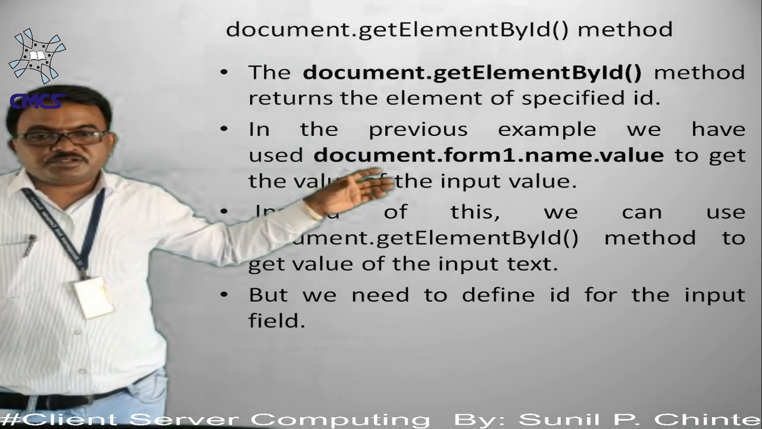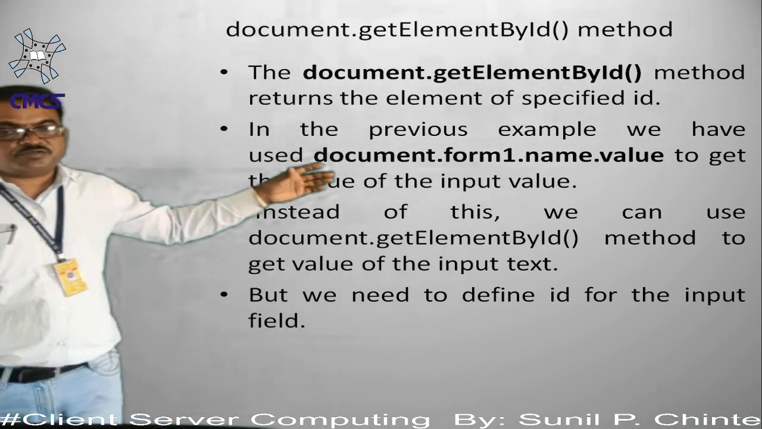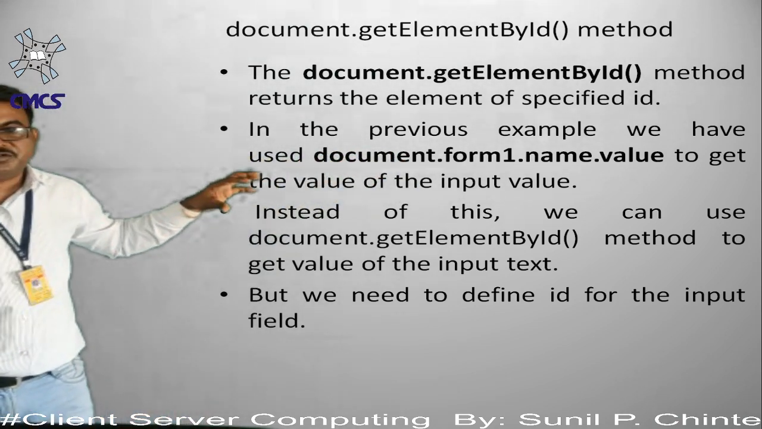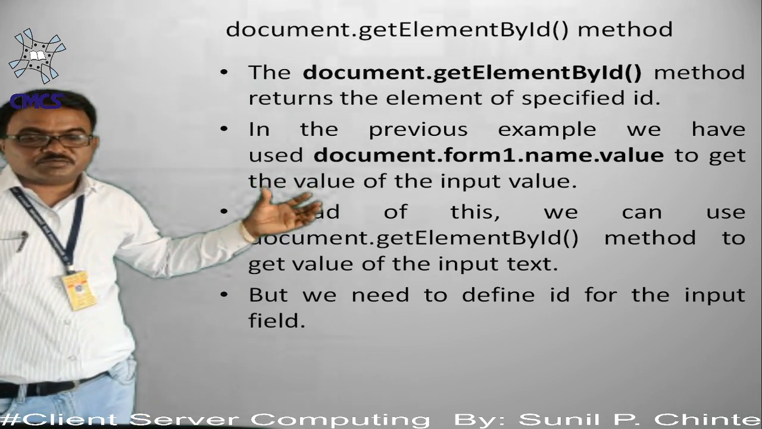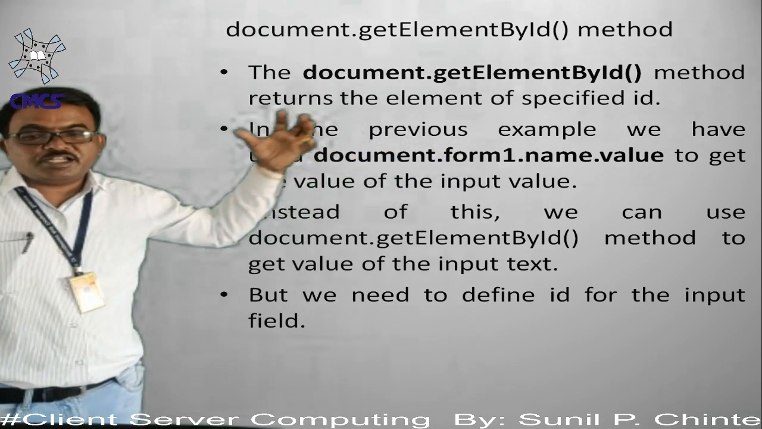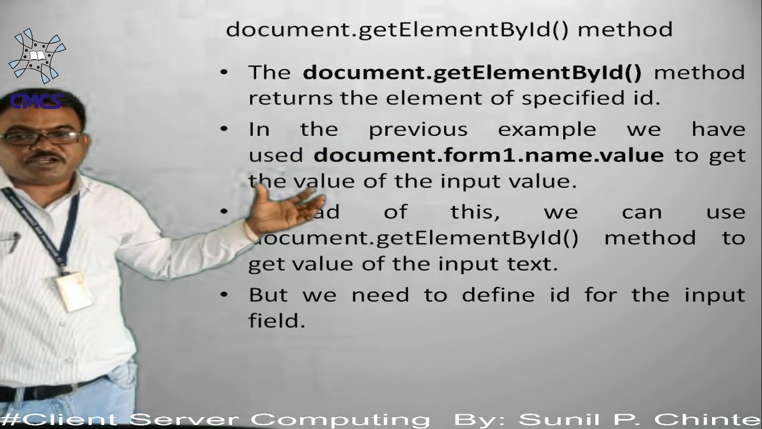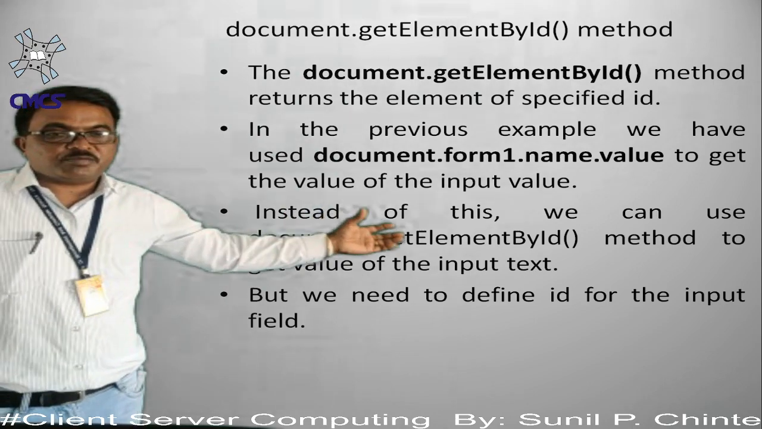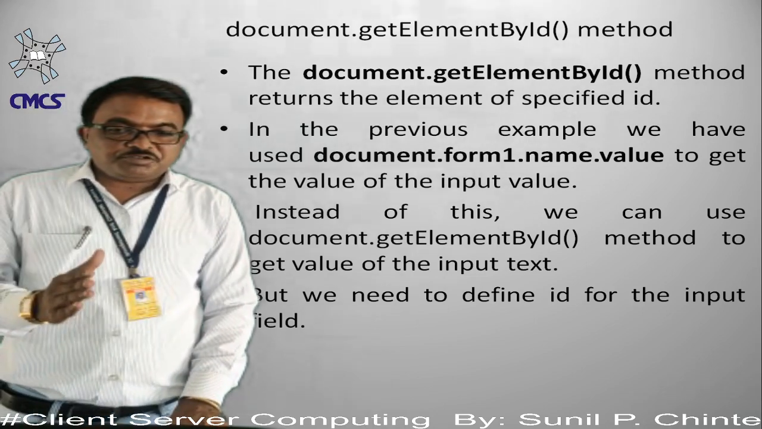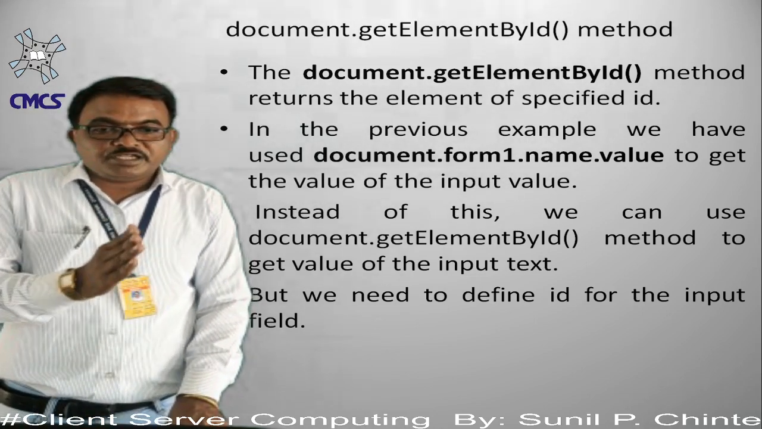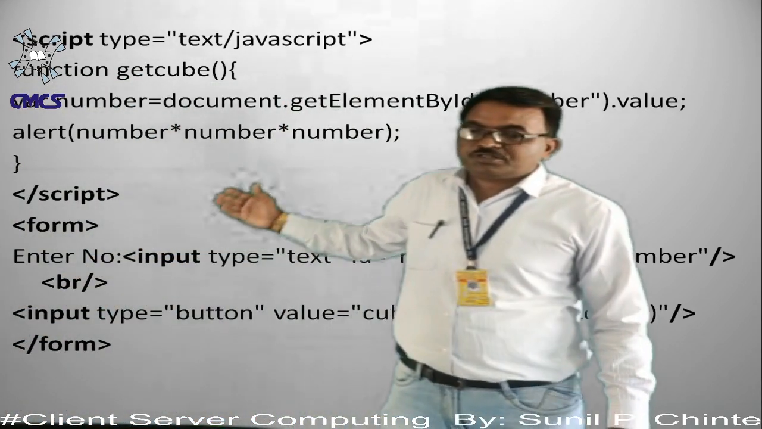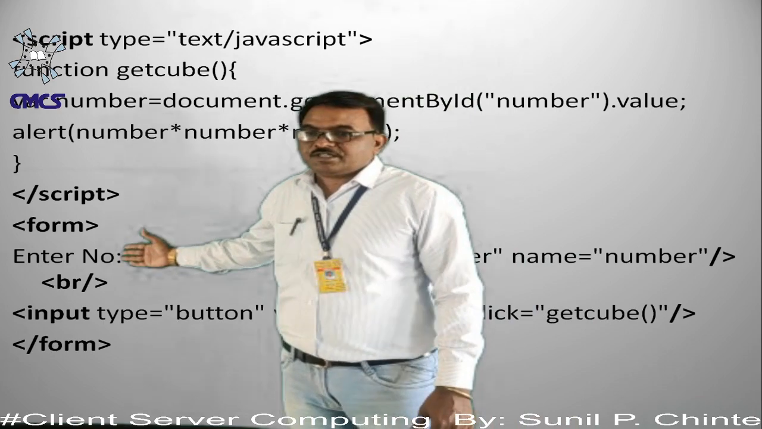In the previous example we used document.form1.name.value to get the value of the input. Instead of this, we can get that value directly by using the document.getElementById method. But for that purpose we have to define the id for that input field. Let's see how we can do the same thing by using the id.